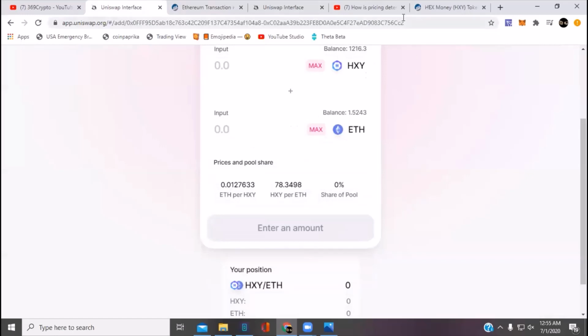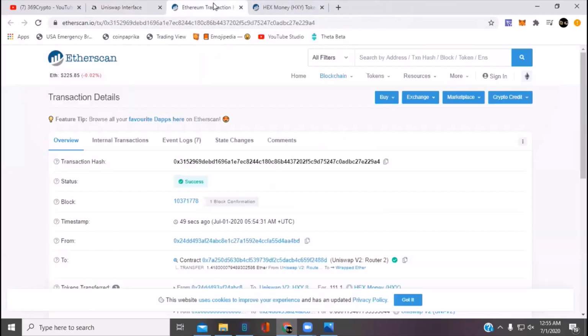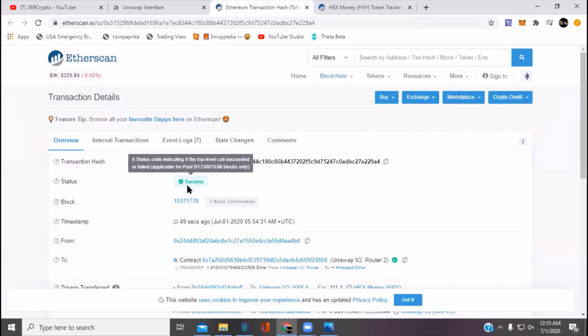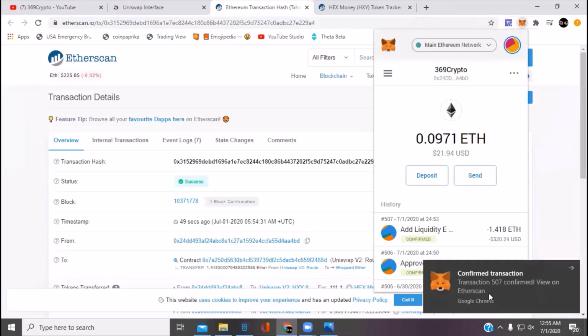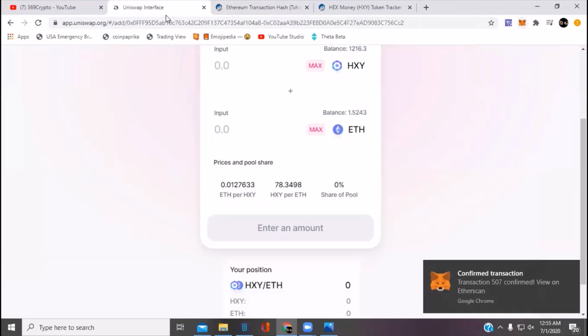And usually when I start closing windows and give up on transactions, that's when the transactions go through. Right? It's the universe. You've got to work with the universe, man. Confirm transaction. Awesome. Love this place.